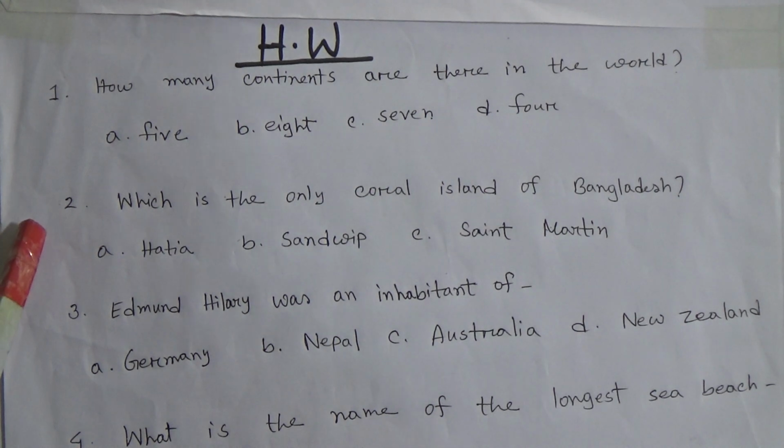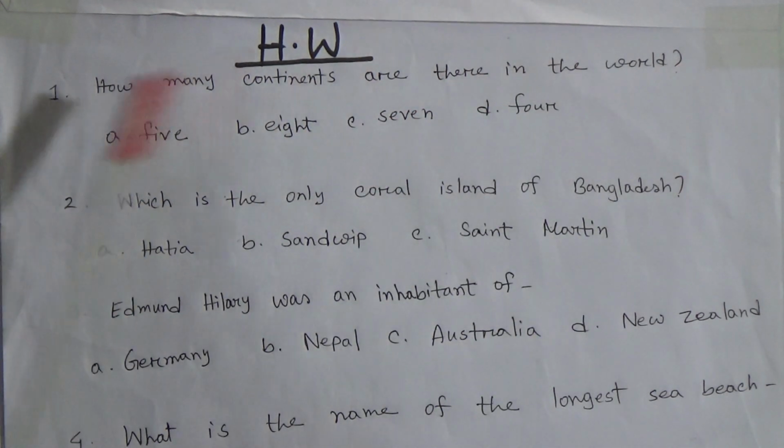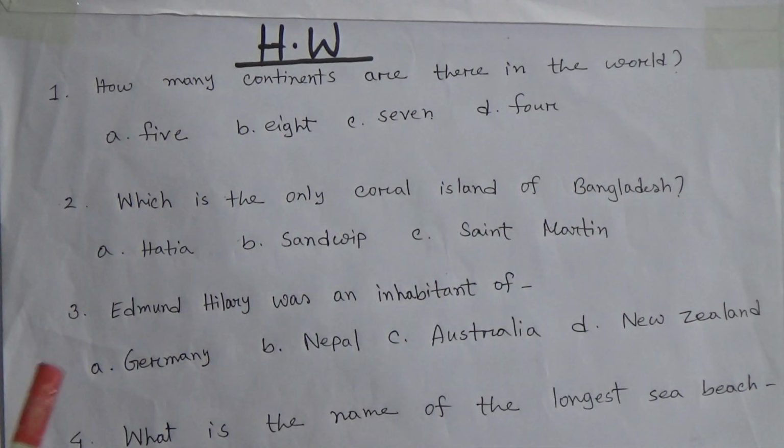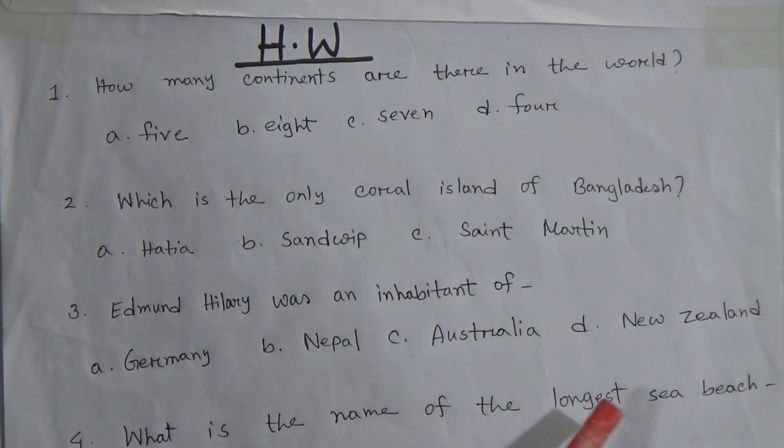Okay dear students, look here. Number 1, how many continents are there in the world? You have to write this answer. Number 2, which is the only coral island of Bangladesh? Number 3, Edmund Hillary was an inhabitant of which country? Number 4, what is the name of the longest sea beach of the world? Number 5, what is the largest continent in the world?